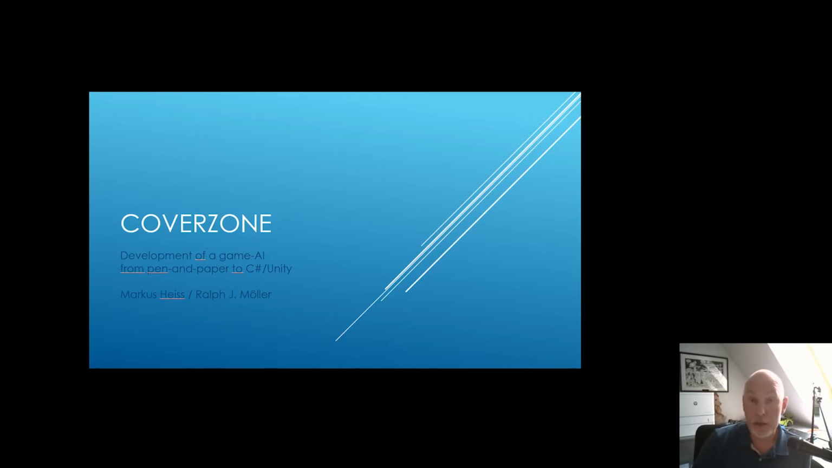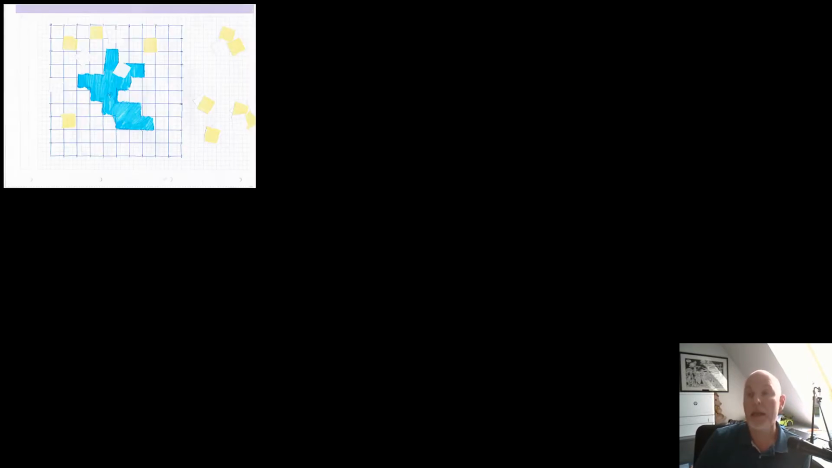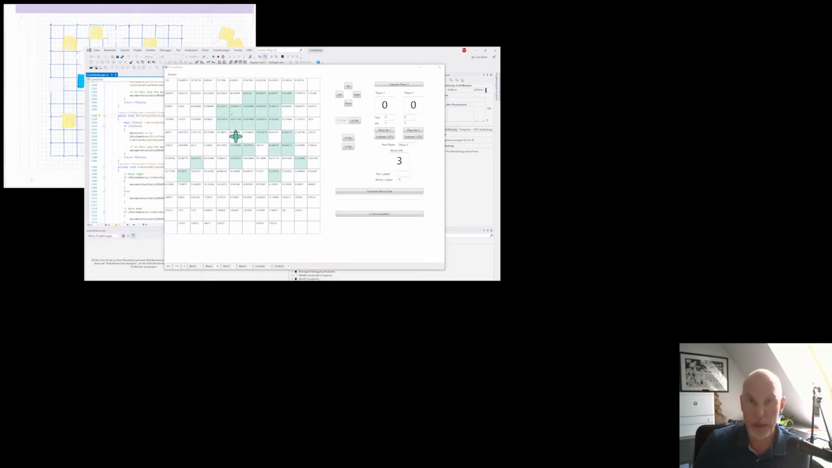CoverZone was originally conceived during a seminar at the Donau-University a few years ago when we were given a task to create a game from scratch using only pen and paper, a two-dimensional grid, and whatever tokens we were able to create using only pen, paper, scissors, and some colors.